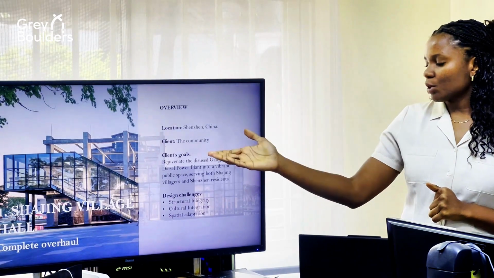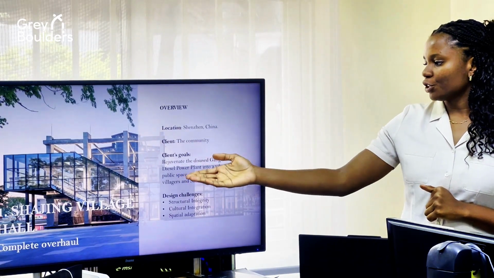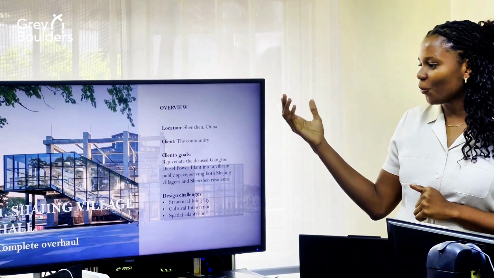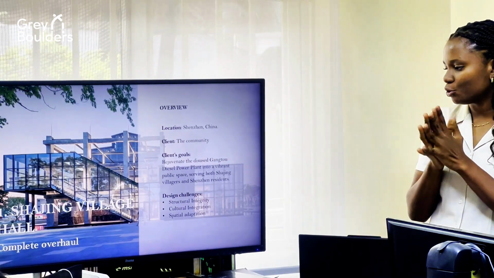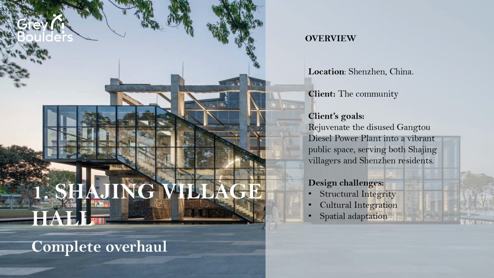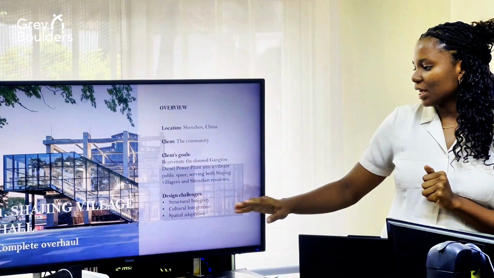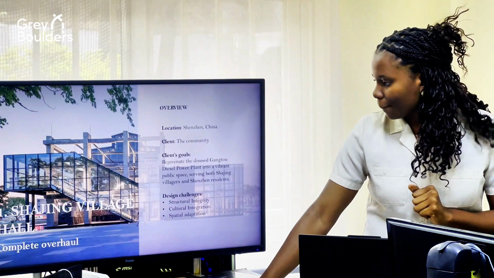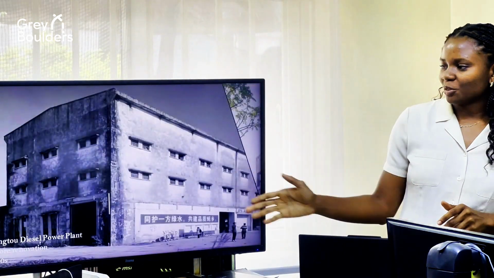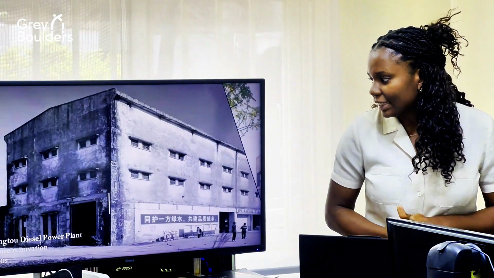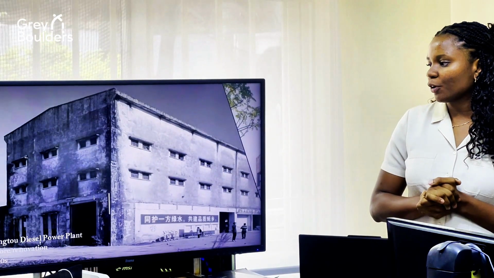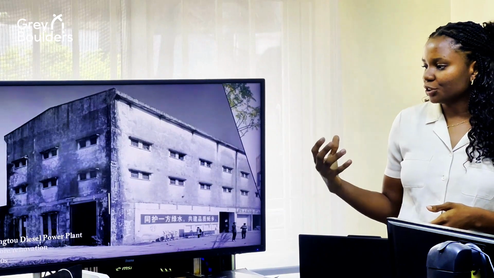So the client was the community and they wanted to rejuvenate the old diesel power plant into a vibrant public space for the users. Now, the design challenges they faced: structural integrity, cultural integration, and spatial adaptation. This was a diesel power plant from the 1980s. It was abandoned for a long time, but they wanted to reuse it.